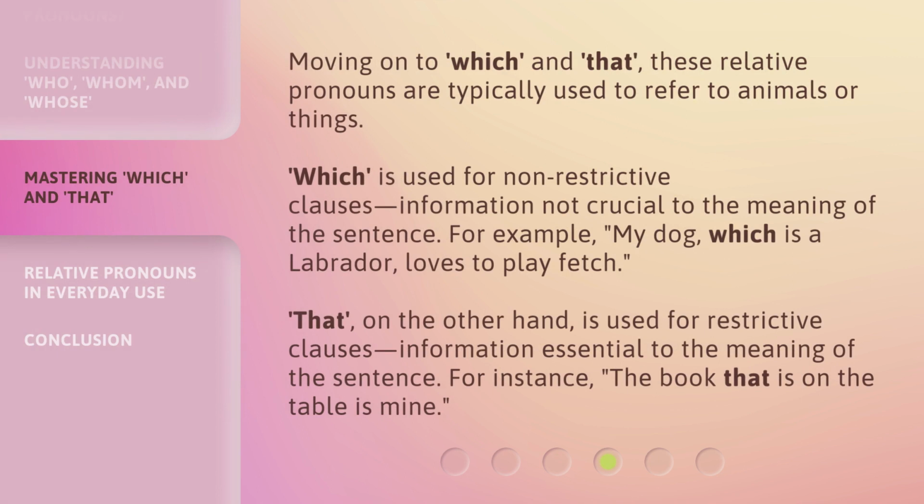Moving on to which and that. These relative pronouns are typically used to refer to animals or things. Which is used for non-restrictive clauses, information not crucial to the meaning of the sentence. For example, my dog, which is a Labrador, loves to play fetch.